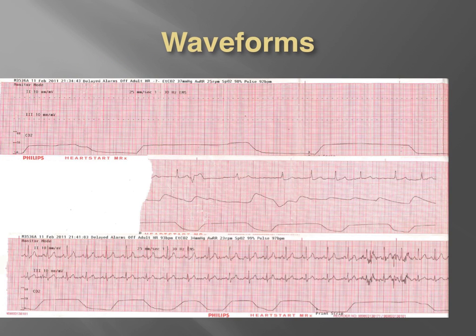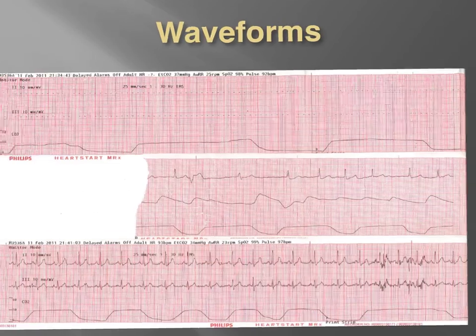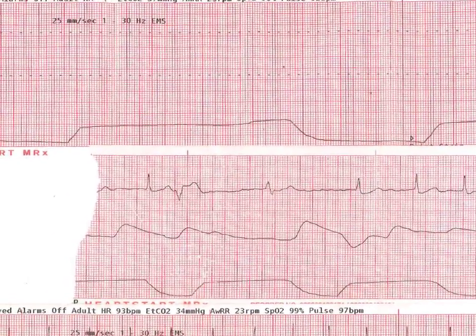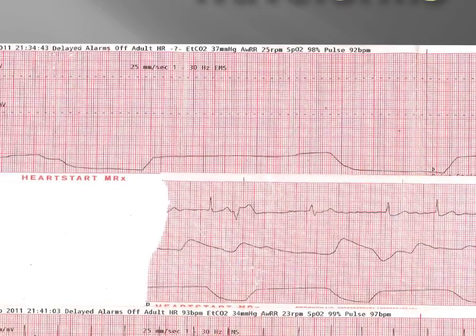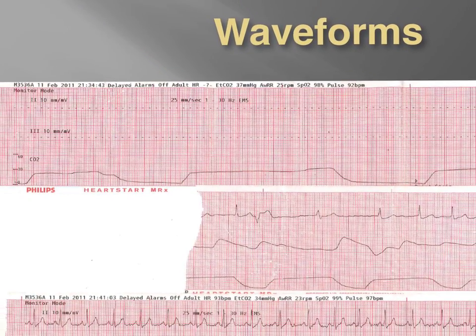So here's some more waveforms, and I'll let you take a quick look at that for a second. We can see 3 different strips, and this one's a little bit more difficult to see. Let's see if I can get this to work for you. This top waveform, we can see we have relatively normal. And like I said, these are people breathing.